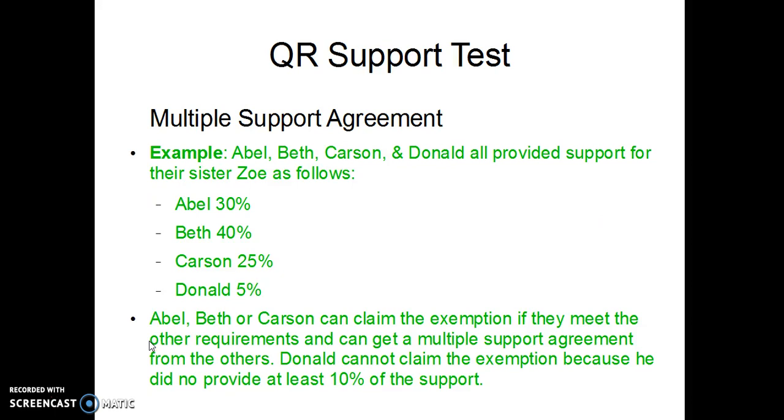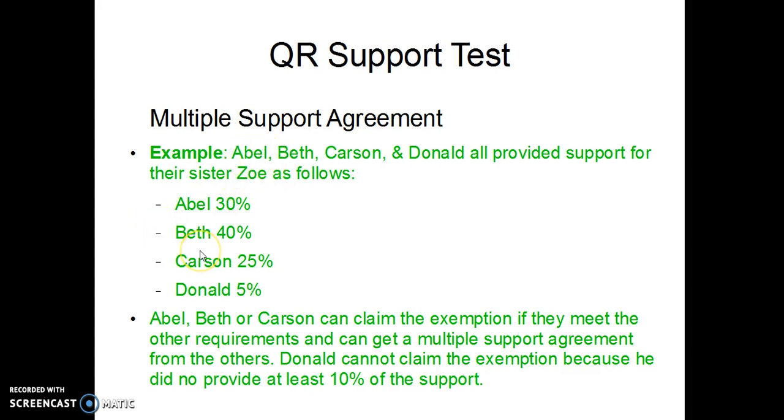So we have Abel, Beth, Carson, and Donald all provide support for their sister Zoe as follows. Abel provided 30, Beth provided 40, Carson provided 25, and Donald provided 5. Now we know that no one provided more than 50% of the support. So as it is right now, no one can qualify to claim Zoe as a qualifying relative, even if they meet all the other tests, because they haven't satisfied the support test.